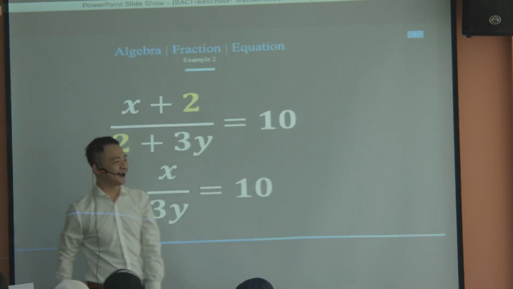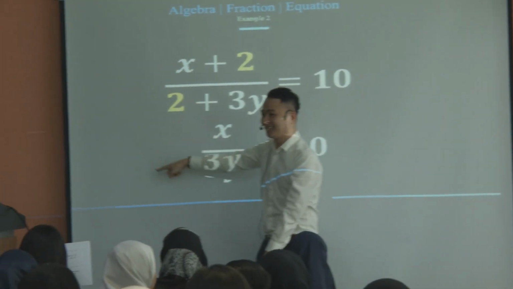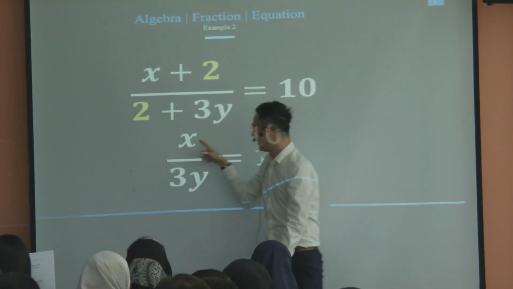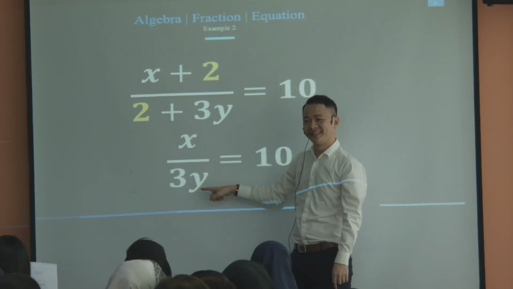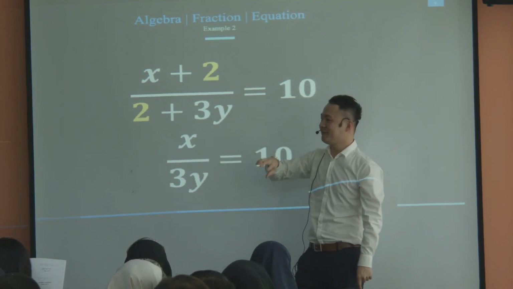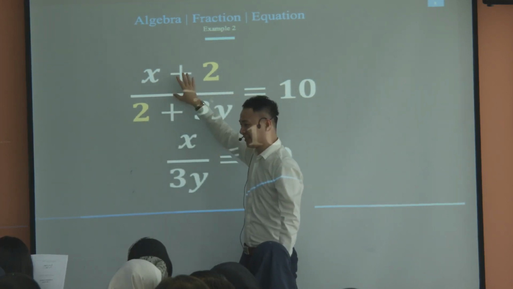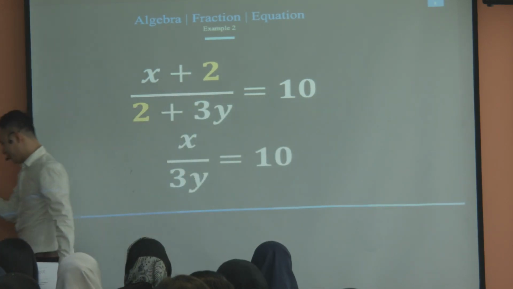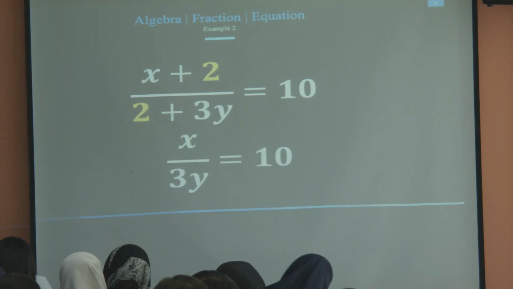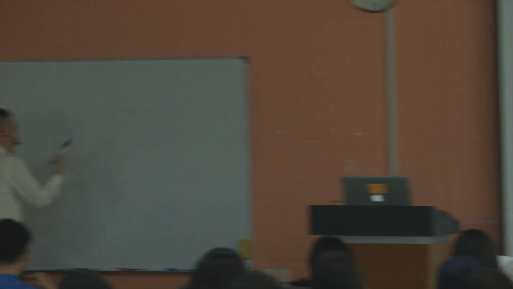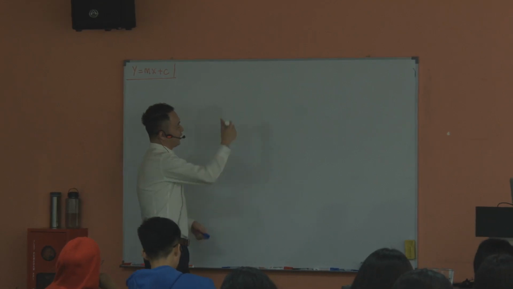Second, can I actually simplify like this? This 2 and 2 I cut, and then I get x over 3y. No, never simplify a fraction when you see plus and minus like this. So I can give you some example. Yeah, a lot of students will make this kind of mistake.